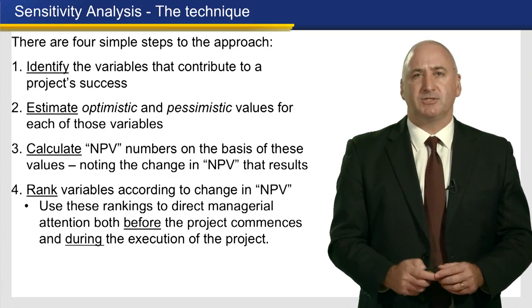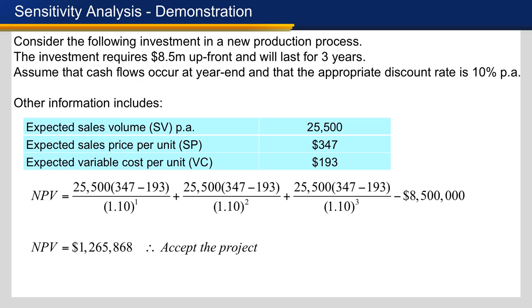Let's go through an example. Let's demonstrate the technique with the following example. We have a new production process which requires $8.5 million up front and will last for 3 years. The appropriate discount rate is 10% per annum, and all cash flows occur at year end. We've got an expected sales volume of 25,500 units per annum, an expected sales price per unit of $347, and an expected variable cost per unit of $193.